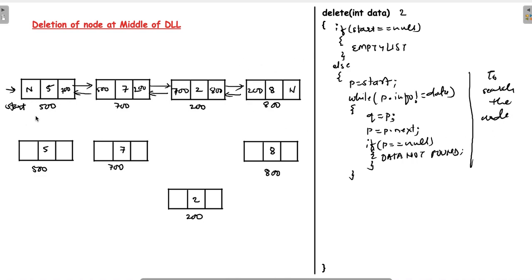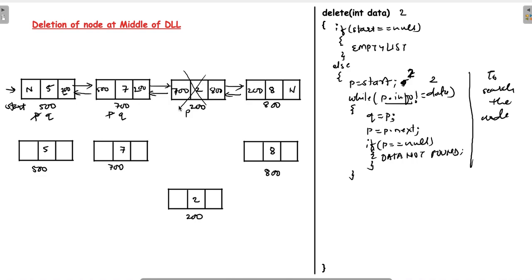So we are assuming that this is p, and 2 is the data which is to be searched. So p's info is 5, data is 2, which is not equal. So p of next will be copied into p, but before that p is copied into q. So this becomes q and this becomes p. Then again p's info, that is 7, is not equal to 2. Copy p into q, so it becomes q. Copy p of next in p, so p of next is 200, so p will be here. Now what is p's information? It is 2. Now 2 not equals to 2 is false, so you identified the node which is to be deleted.